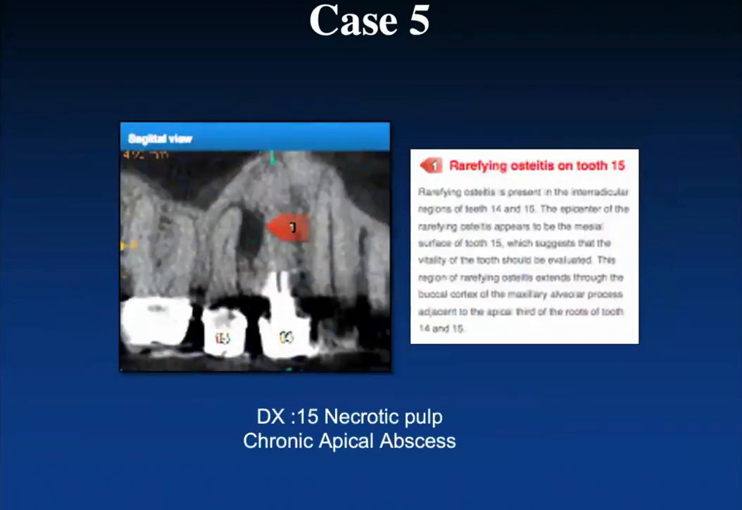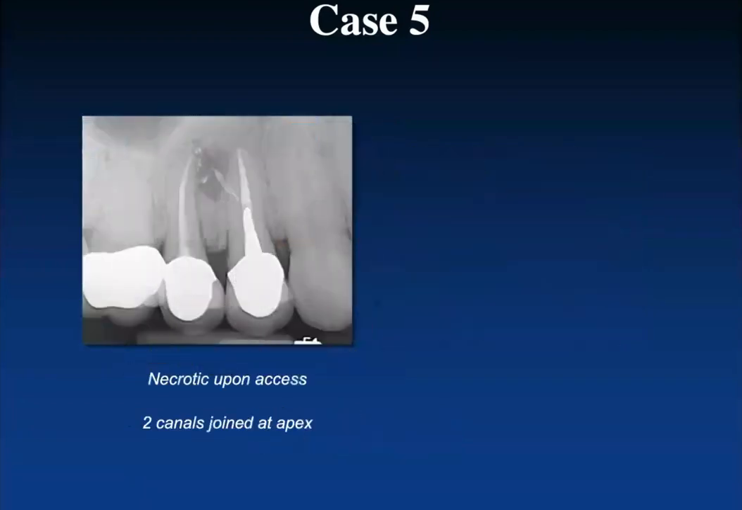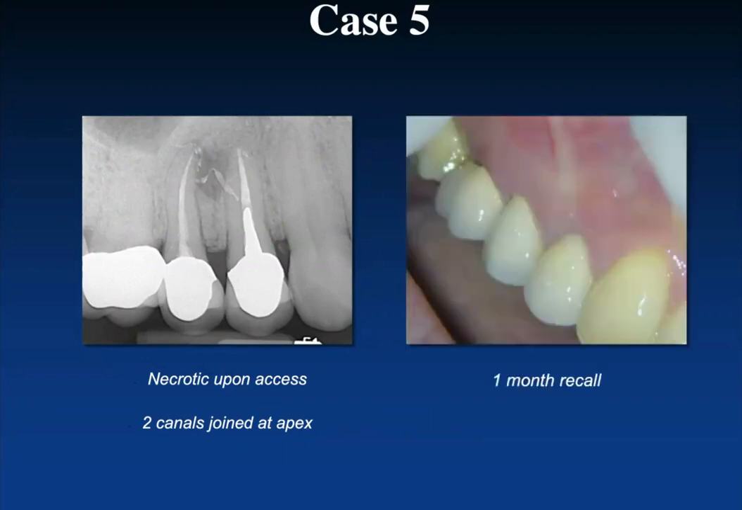Sent for CBCT to confirm if it's a vertical root fracture, or whether the apical lesion is related to the 1.4 or 1.5, and it came back conclusive that it's related to the 1.5. So treatment was done, joined 2 canals at the apex, and you can even see the traces of the sealer through the sinus here. Sinus healed after 1 month.